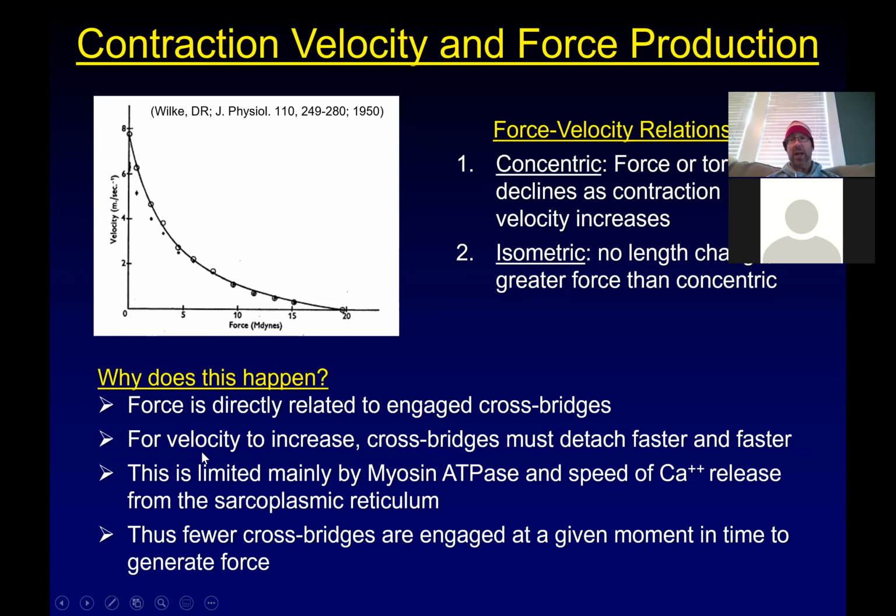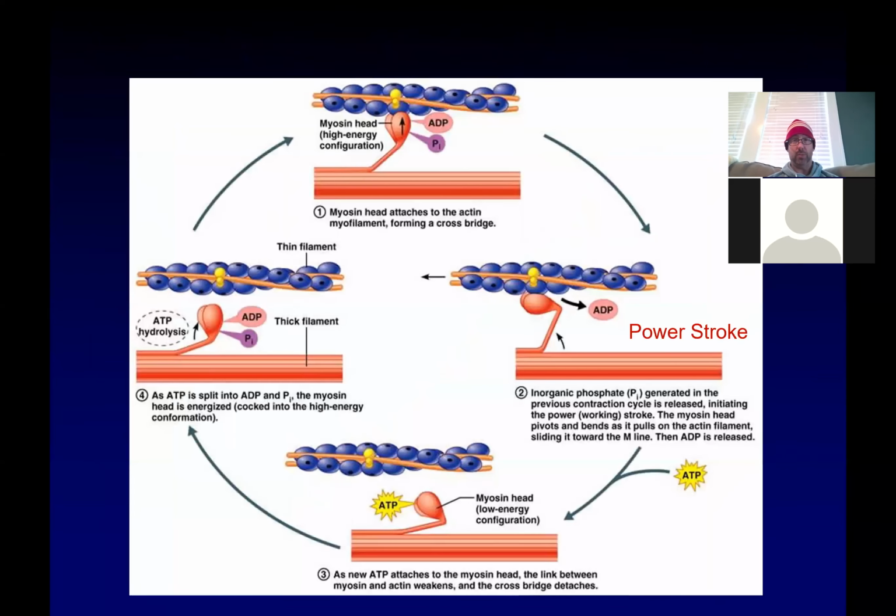So, as the velocity of contraction increases, okay, the number of times that we have to cycle through the cross bridge cycle, the number of times that we have to attach and form a cross bridge, get a power stroke, bring in ATP, and break it off, and then recock the myosin head and reattach and start over again.